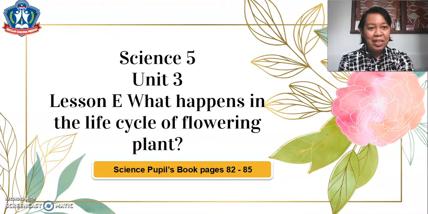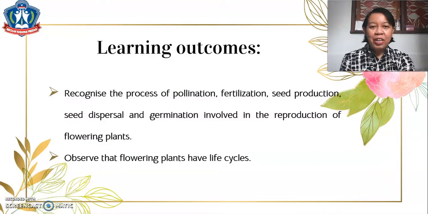We are now on the last topic for Unit 3. So we will learn Lesson E, what happens in the life cycle of a flowering plant. Let's get our Science People's book and open it on pages 82 to 85 for watching this video. So what are you waiting for? Let's start learning! Our learning outcomes are the following. Recognize the process of pollination, fertilization, seed production, seed dispersal, and germination involved in the reproduction of flowering plants. Observe that flowering plants have life cycles.